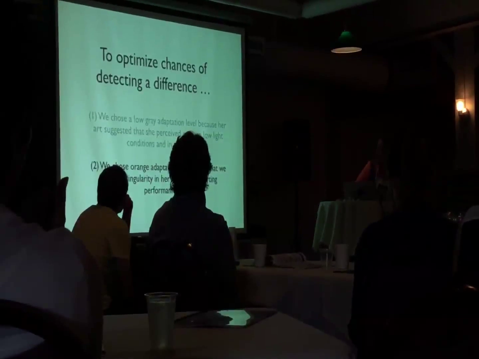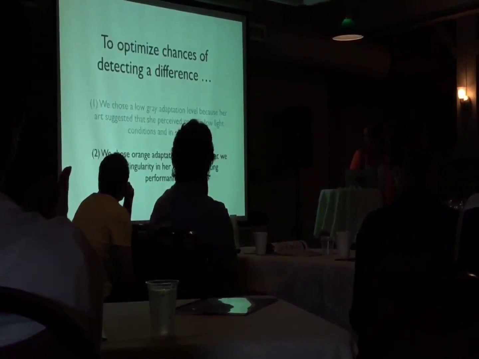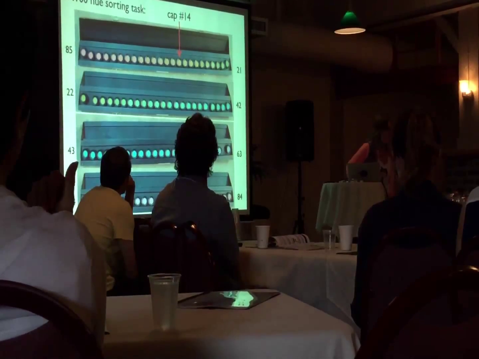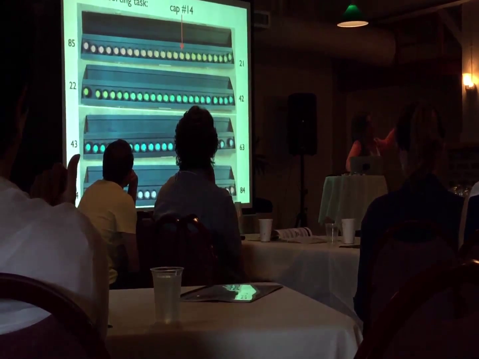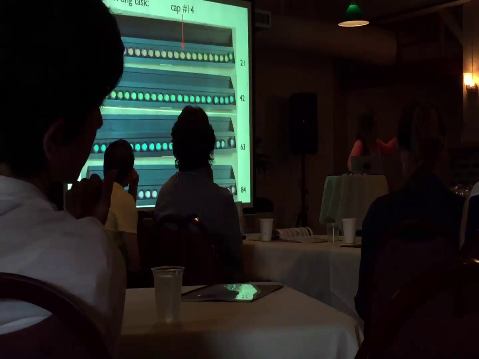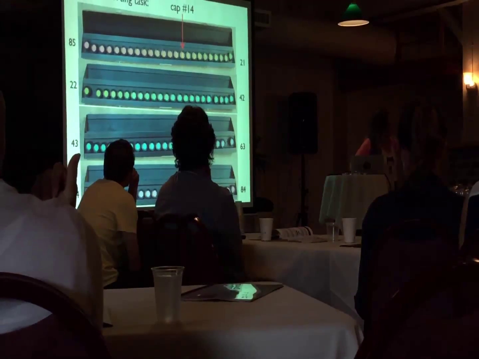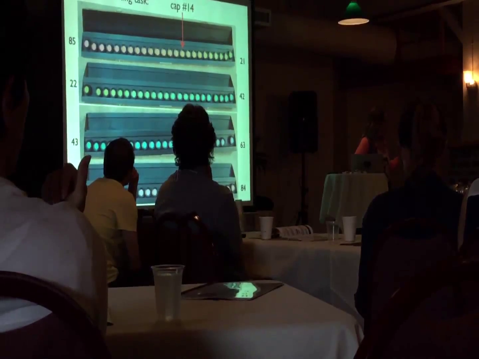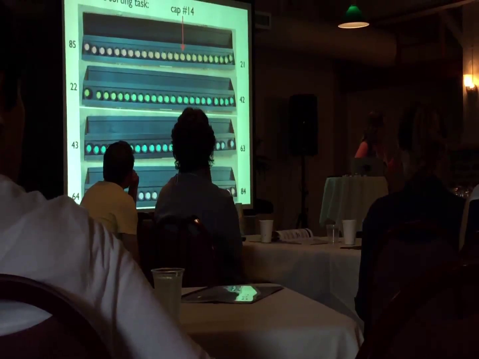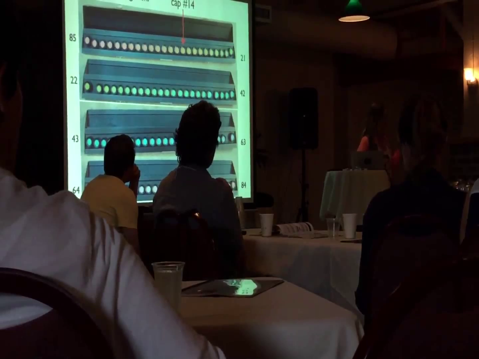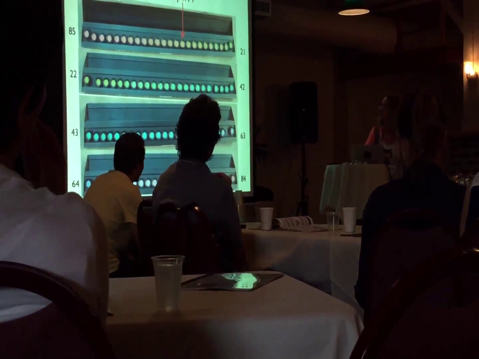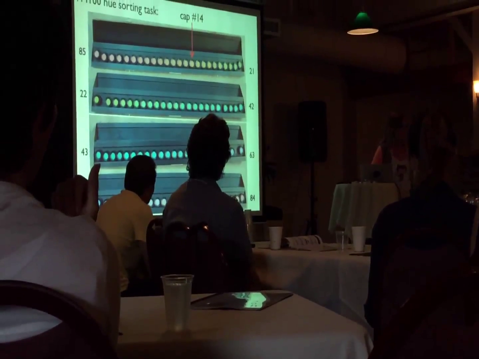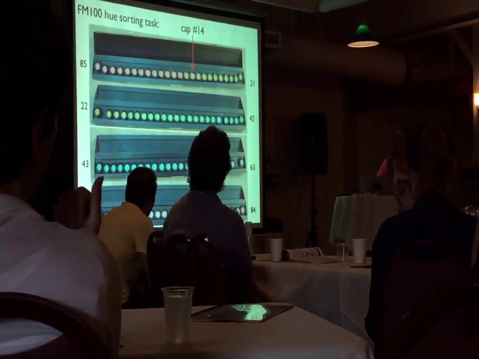And we also chose an orange adaptation background because of something we noted in a singularity in her sorting of the FM100 test. Namely, after weeks and weeks of testing her and resorting these FM100 caps, she frequently made the comment, well, this cap here, I'm going to put it right here, but there's something missing from this order because something else needs to be here. This is not complete. Are you sure you didn't lose a cap or something like that? So we felt that since she repeated this a few times, that this was maybe a point of singularity in the space where she had a non-monotonicity in the sorting of the caps.